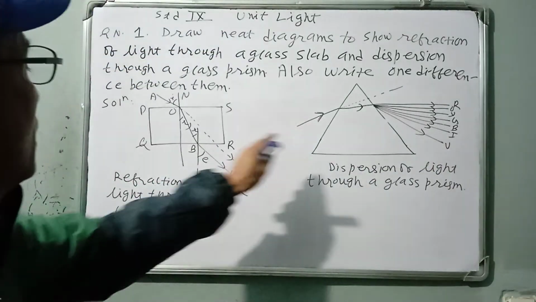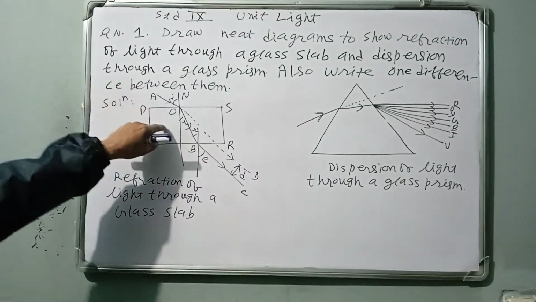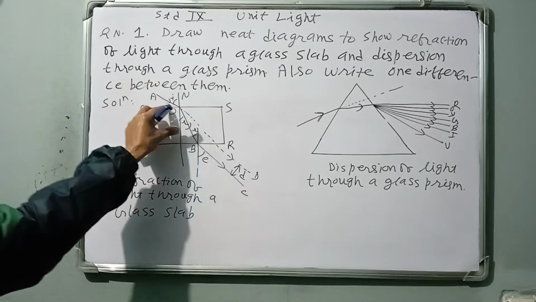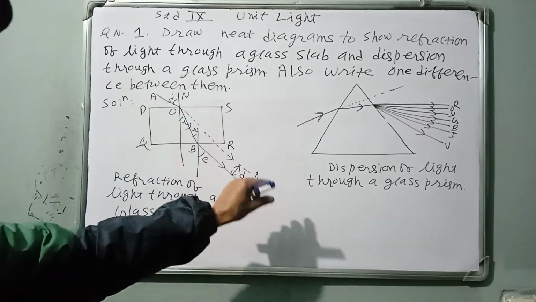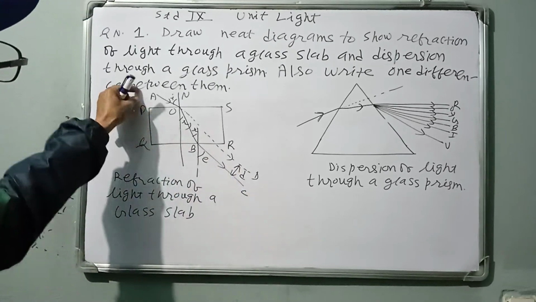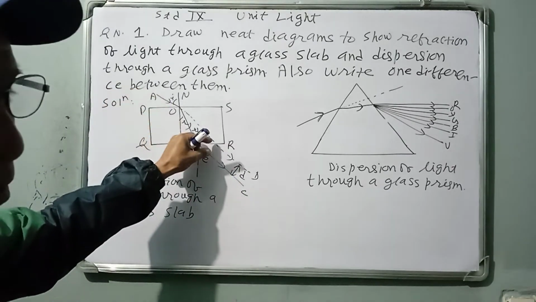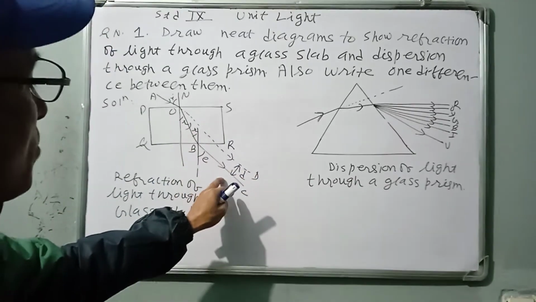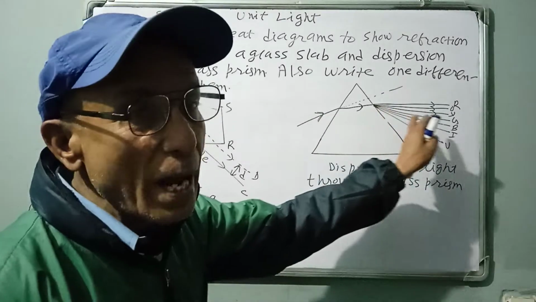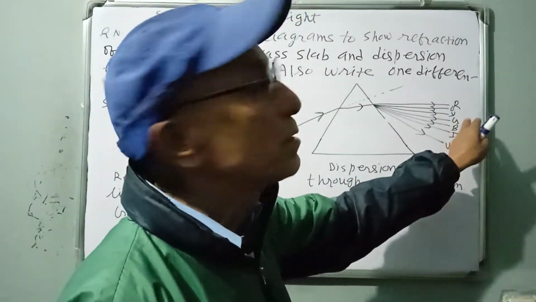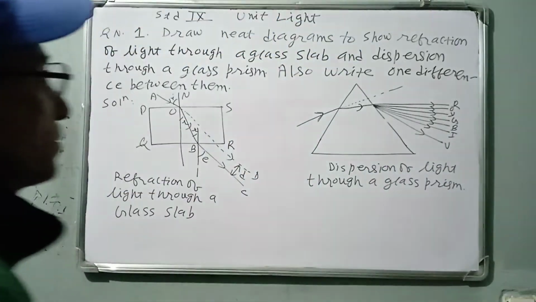One difference is, here inside the glass slab, the white light is split into 7 colors, but the 7 colors recombine to form white light. White light means a 7 color break, again 7 colors recombine to form white light. Here white light is split into 7 colors, VIBGYOR.